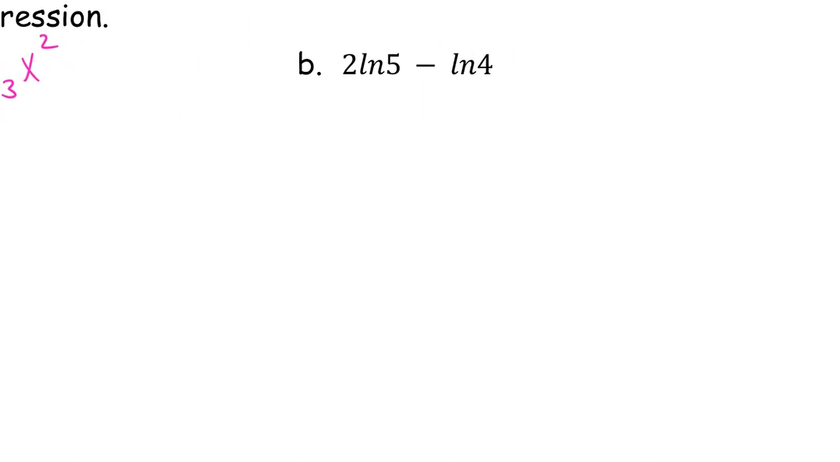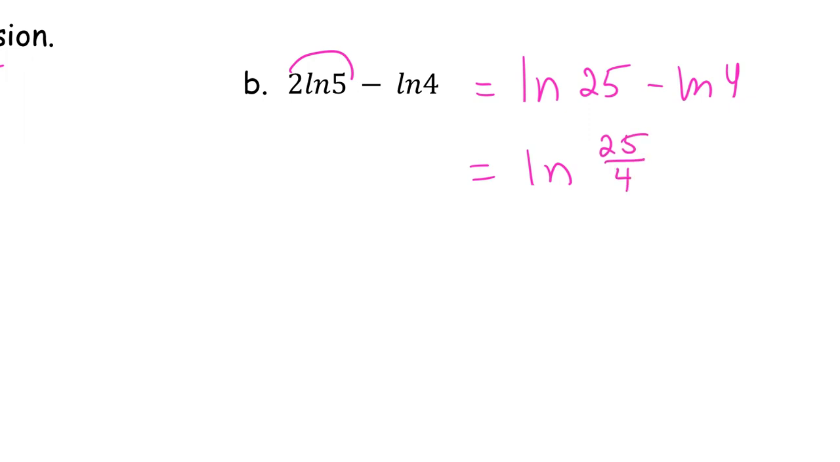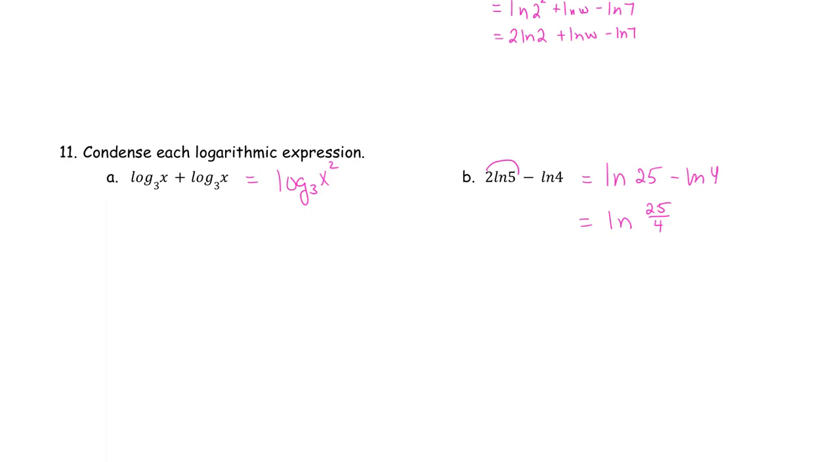So then we look at this one right here. What would you do first? Yeah, we got to bring that over. So we got ln 25 minus ln 4, and then what? Yep. Be real careful here. Remember, it's ln of 25 divided by 4, not ln 25 divided by ln 4. We okay with that? Got the idea?